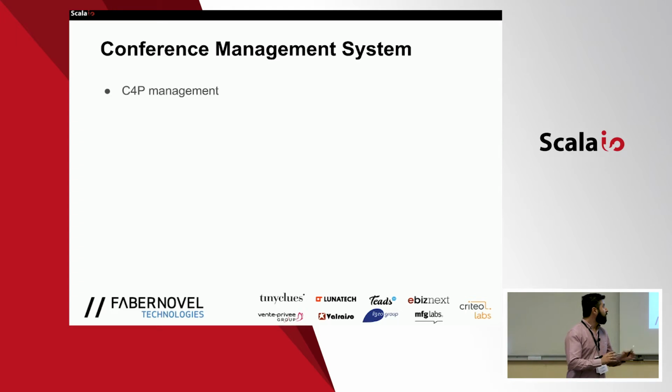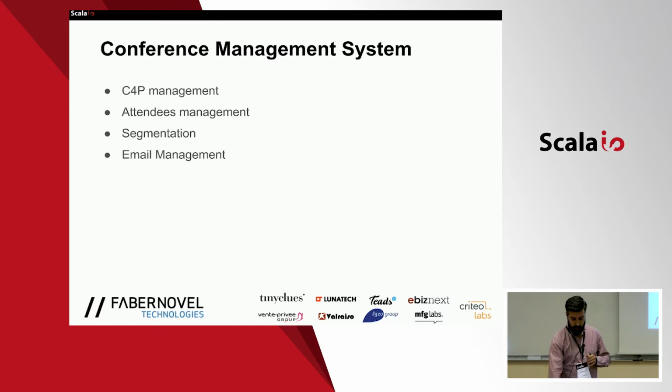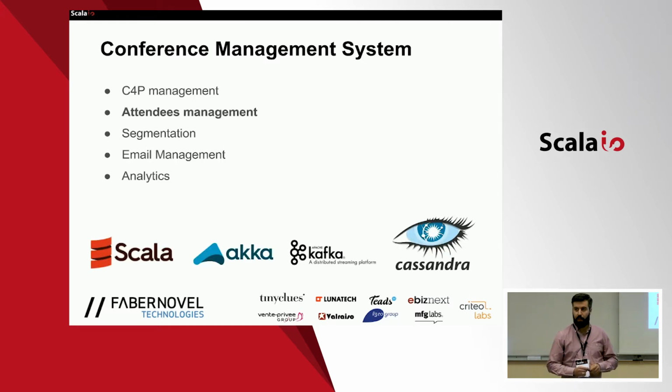So focusing on our conference management system, we can have, for instance, a paper management feature, attendees management, segmentation, email management, or analytics. They are just examples. For this talk, we are going to focus on the attendees management, and we are going to use the 4 kings: Scala, Akka, Kafka, and Cassandra.